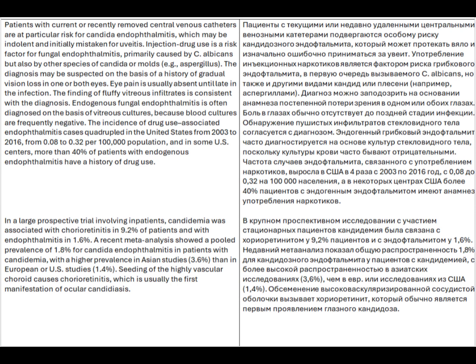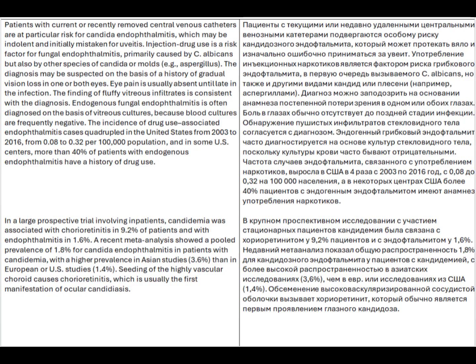Injection drug use is a risk factor for fungal endophthalmitis, primarily caused by C. albicans, but also by other species of Candida or molds, e.g., Aspergillus. The diagnosis may be suspected on the basis of a history of gradual vision loss in one or both eyes. Eye pain is usually absent until late in the infection. The finding of fluffy vitreous infiltrates is consistent with the diagnosis. Endogenous fungal endophthalmitis is often diagnosed on the basis of vitreous cultures, because blood cultures are frequently negative.